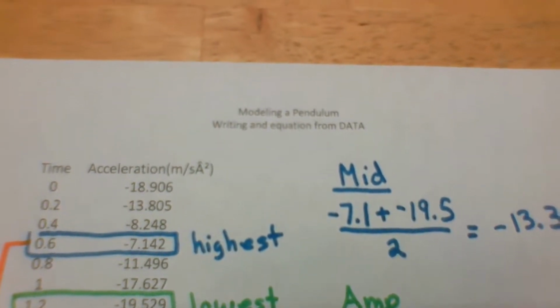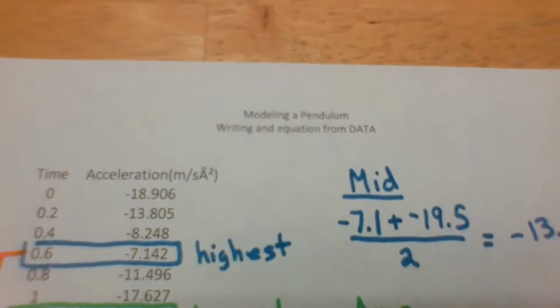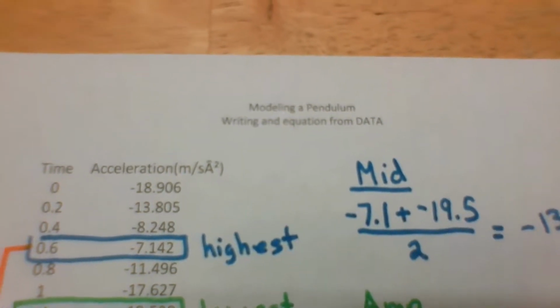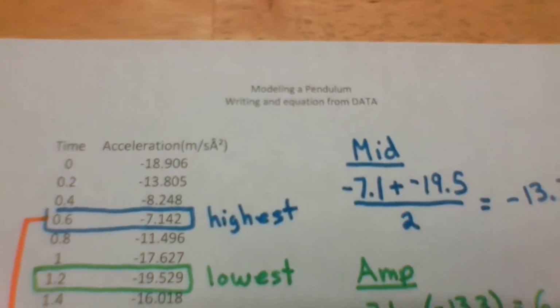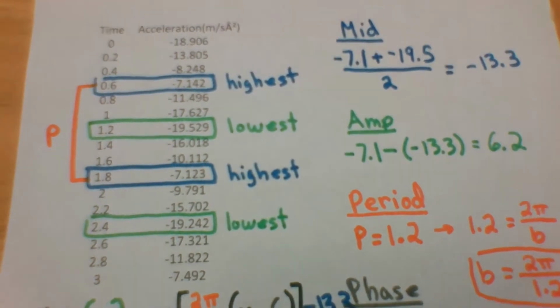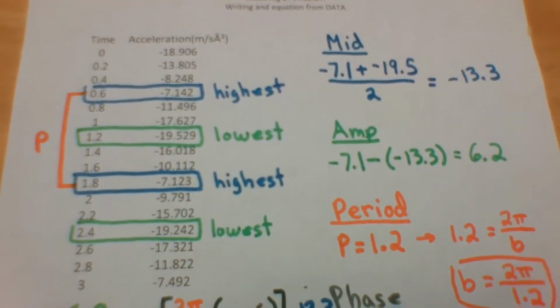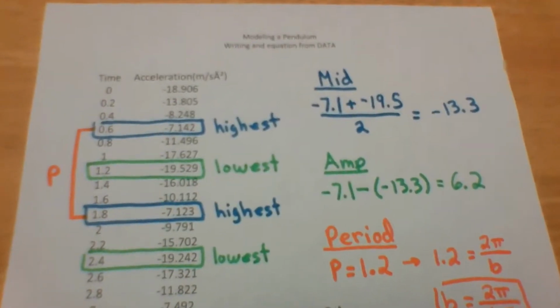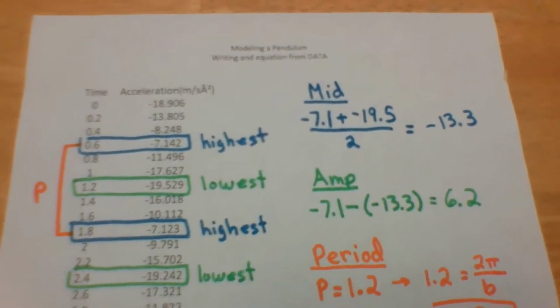Another skill you'll need for this test is being able to write the equation of a wave when you are given data. So I got some more pendulum data, and we're going to take this data and write the equation of that wave. So even though I can't see it make a wave, it does, and I can write this equation. So first, we need the midline.